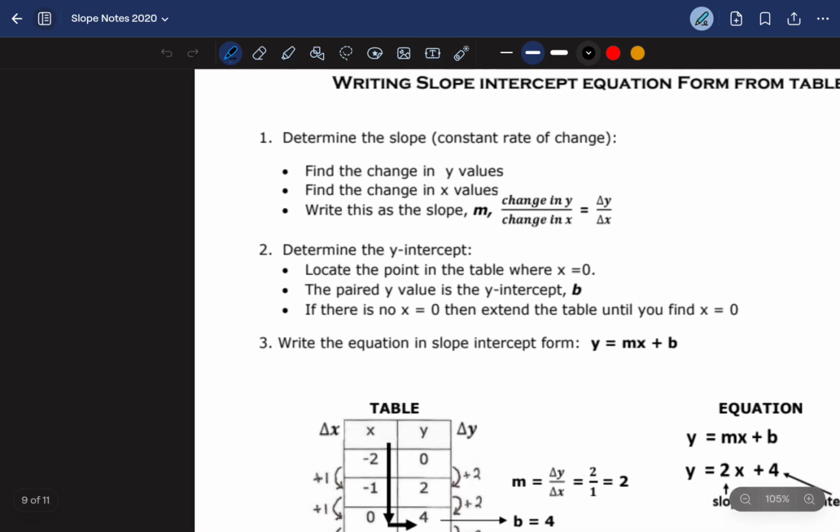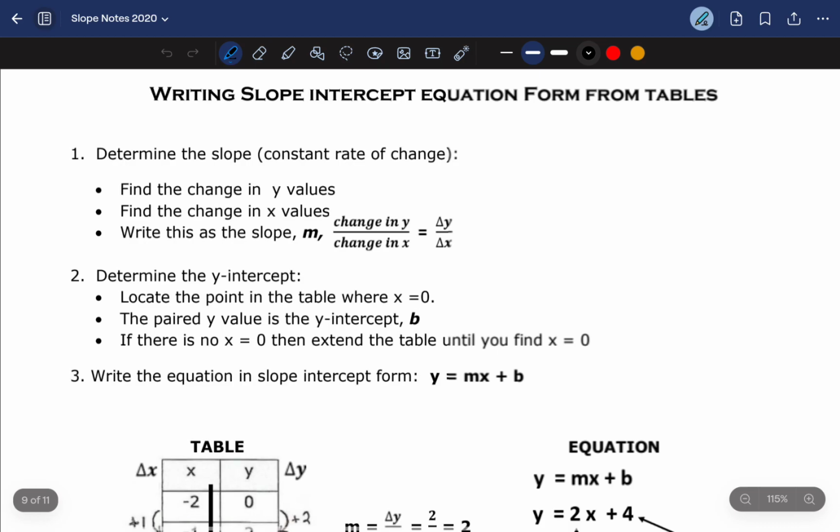Alright, so let's take a look at the steps here. Step one, it says to determine the slope, which is the constant rate of change. We've talked about that before. You need to first find the change in y values, then find the change in x values, and write it as the slope m, which is change in y over change in x, or as we write it with the little triangles, delta y over delta x.